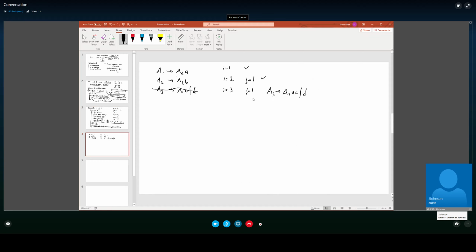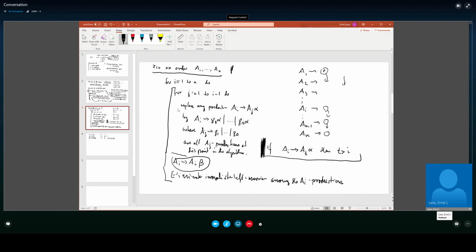Okay, so we have j equal to 1, and we replace the A1 by whatever we get from A1, which in this case happens to be just a single production. So we replace the A1 by A2 little a. And of course that gives us the c. And then we have the A3 goes to d. And so that is the situation for j equal to 1.